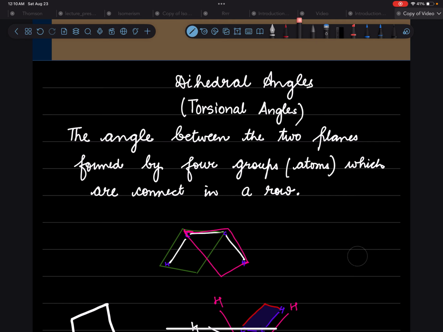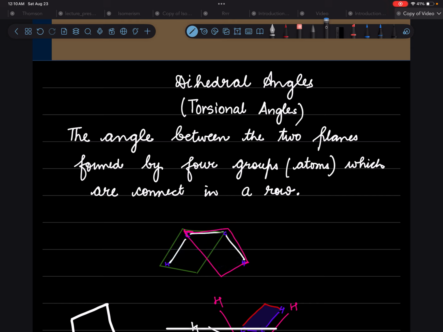If I take the example of a molecule like A, B, C, and D, and there is a plane that cuts A, B, and C, so these 3 points define a plane, which is like this. Now the angle between these two, this plane and the one in green at the back, that angle is called the dihedral angle.